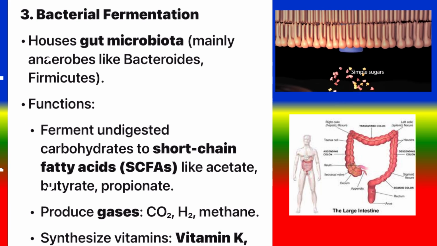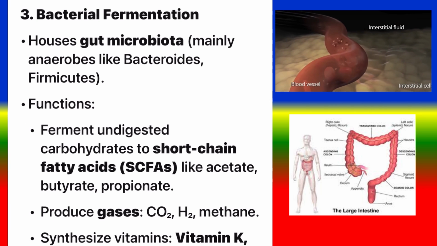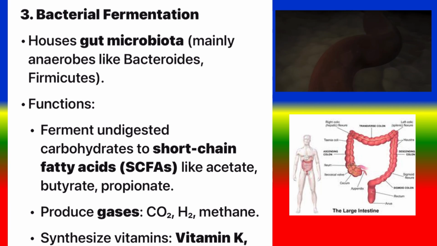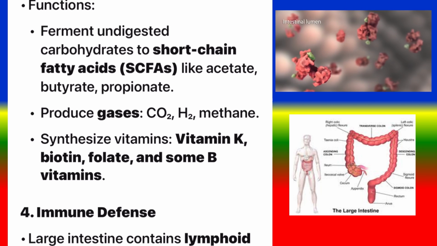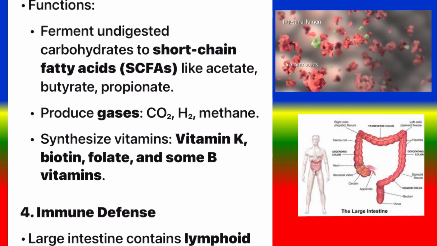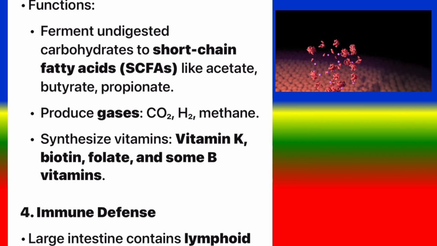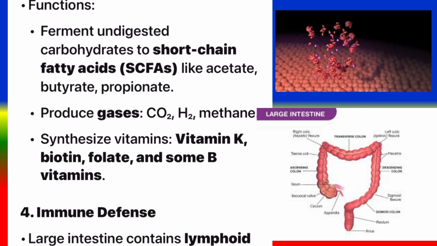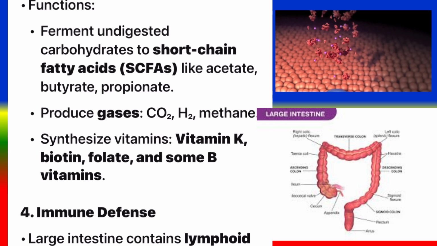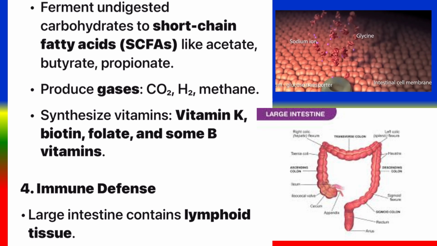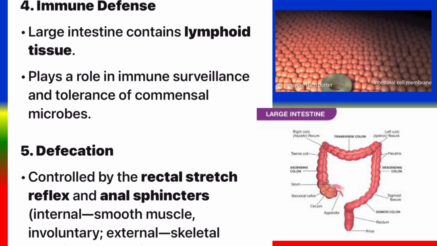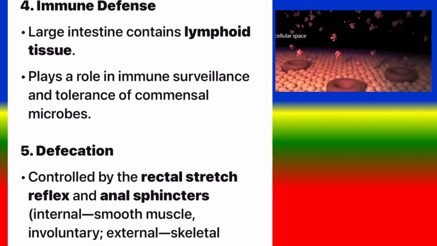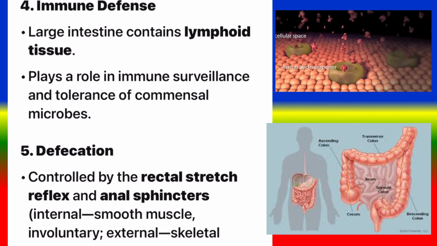3. Bacterial fermentation. The colon houses gut microbiota, mainly anaerobes like Bacteroides and Firmicutes. Functions: ferment undigested carbohydrates to short-chain fatty acids, SCFAs: acetate, butyrate, propionate. Produce gases: CO2, H2, methane. Synthesize vitamins: vitamin K, biotin, folate, and some B vitamins. 4. Immune defense. The large intestine contains lymphoid tissue and plays a role in immune surveillance and tolerance of commensal microbes.